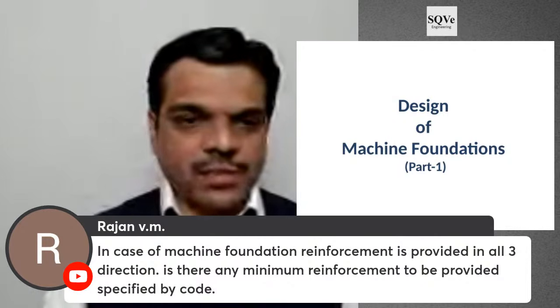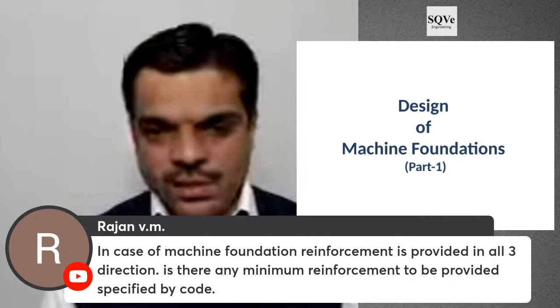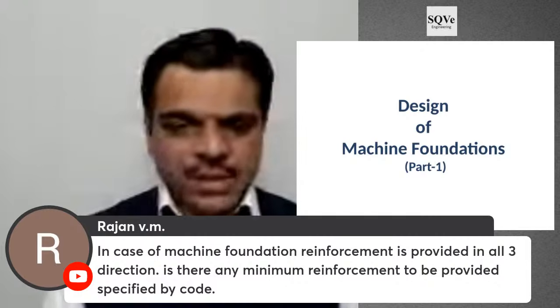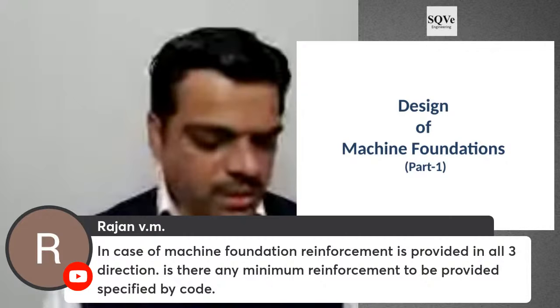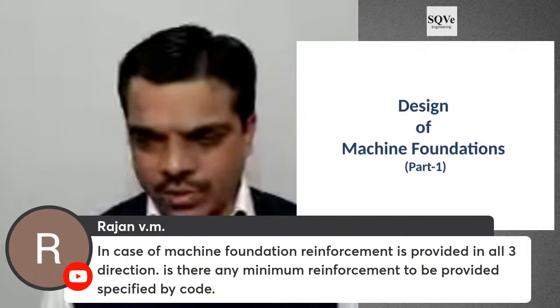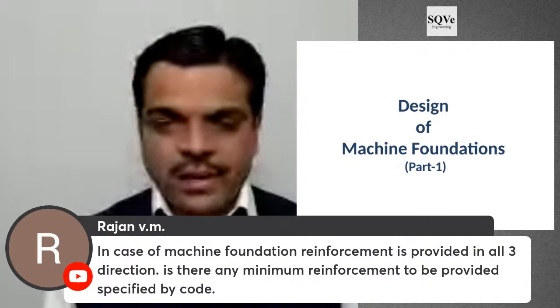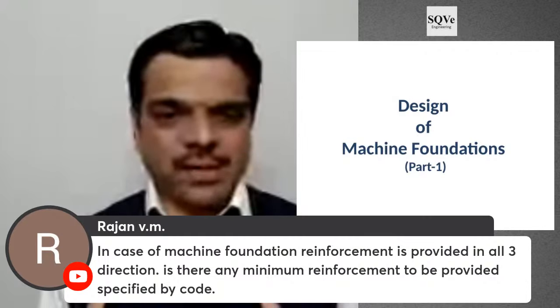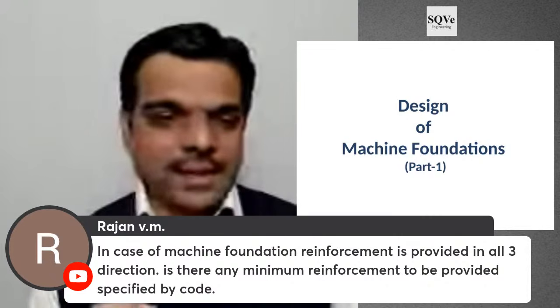Rajan VM is asking, in case of machine foundation, reinforcement is provided in all three directions. Is there any minimum reinforcement specified by the code? Yes, there is a minimum reinforcement defined by the code for all different kinds of foundations, and generally for all the foundations we will have only minimum reinforcement, because the sizes of the elements are so large that they are not at all critical in strength.